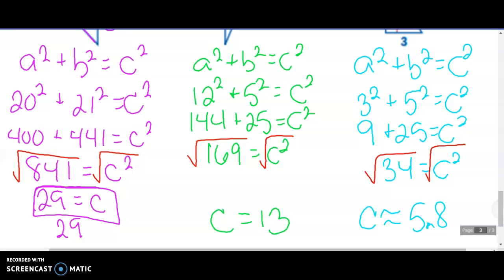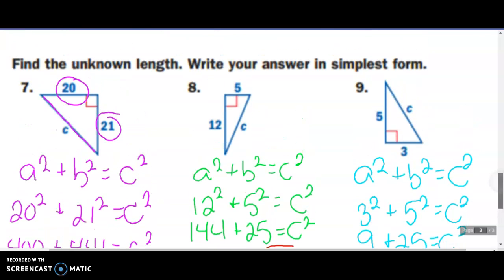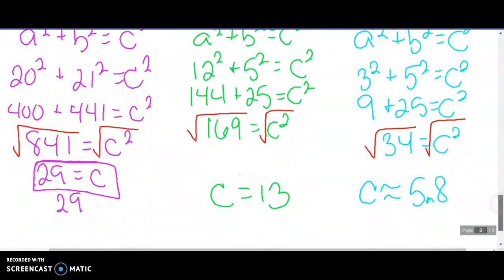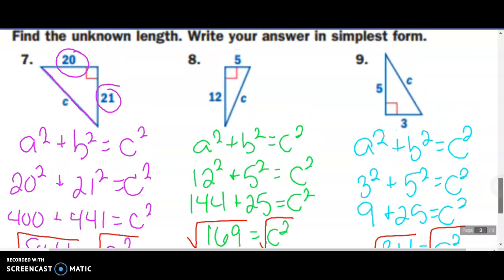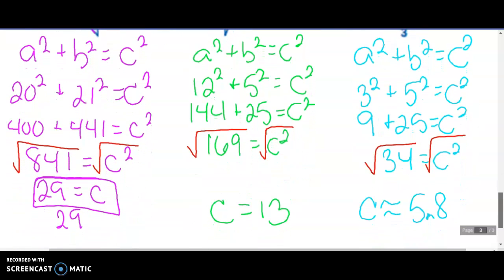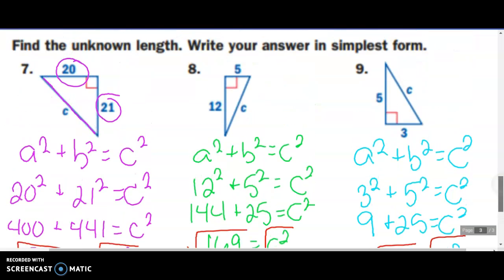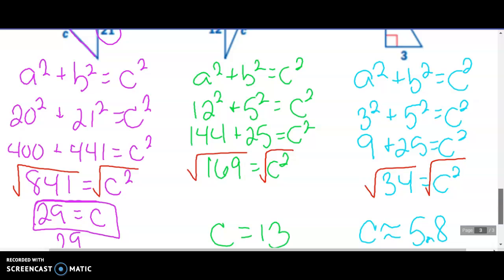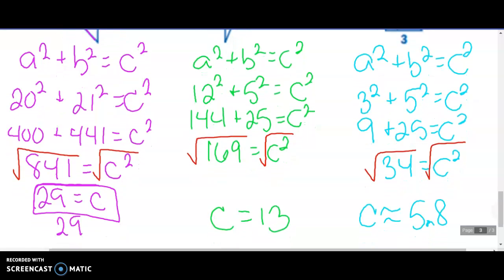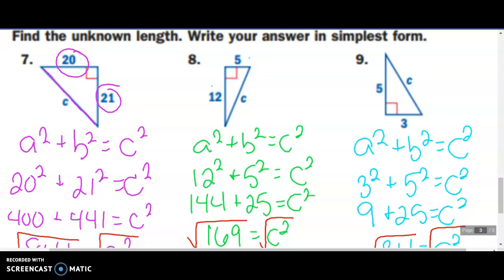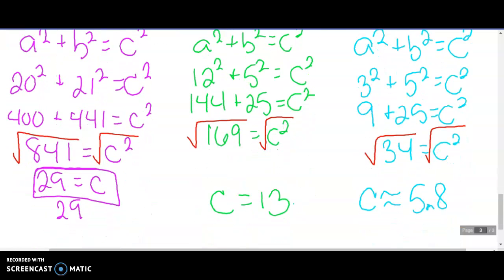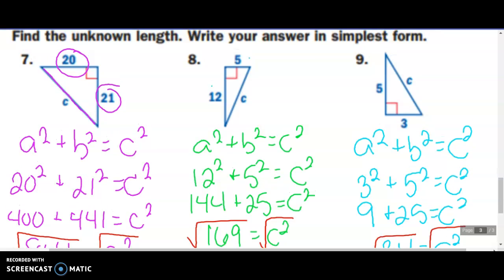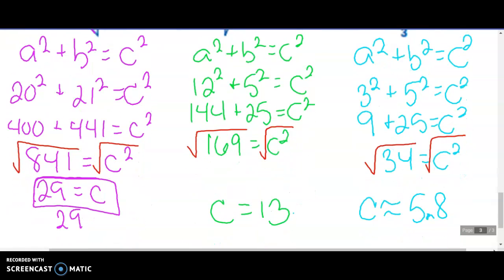Now, at this point, I just want you to look back. Remember, the hypotenuse has to be the longest side. Was 29 the longest side? Yes, it was. For number 2, was 13 the longest side? Yes, it was. Barely, but it was. And was 5.8 the longest side? Yes, it was. And also, all of these conform to the triangle inequality theorem. 20 plus 21, the two smaller sides, is 41. That adds up to more than the longest side. For the second one, 5 plus 12 is 17. That adds to more than 13, so that's right. And then 5 plus 3 is 8. That adds to more than 5.8, so that's right.